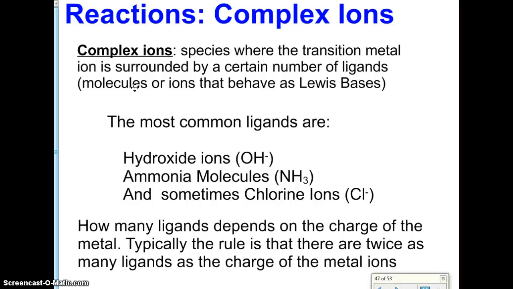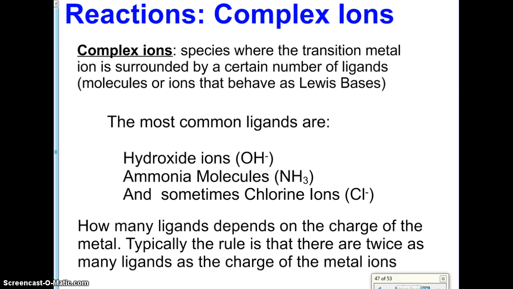How many ligands there are depends on the charge of the metal in particular. So let's say the charge of the metal is +2. That means the number of ligands is going to be 4. Twice the charge of the metal is how many ligands are going to be present in that particular complex ion.